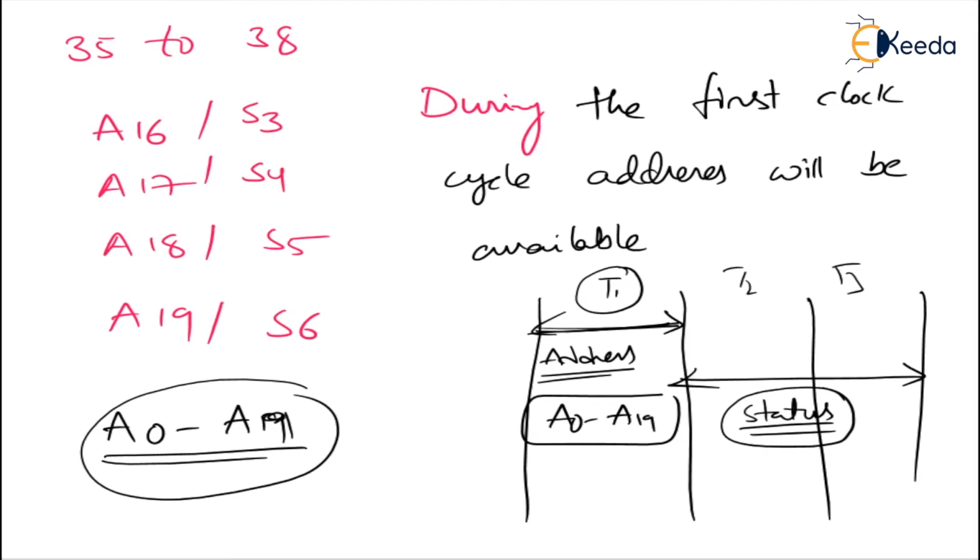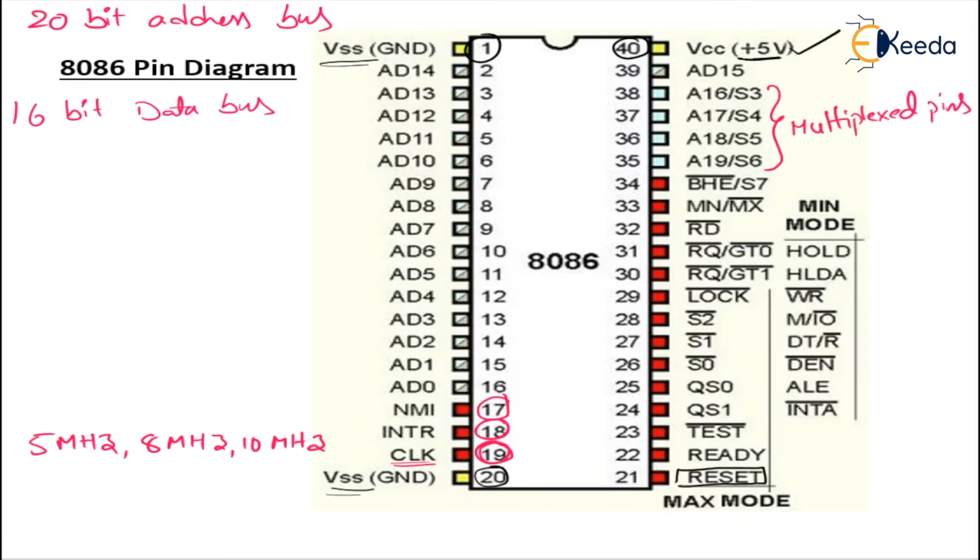So after the next clock cycle, the data and status will be activated. Please try to remember: in the first clock cycle, what will be activated? The address will be activated. In the next clock cycle, status and data will be activated, right? Now coming to pin number 34.